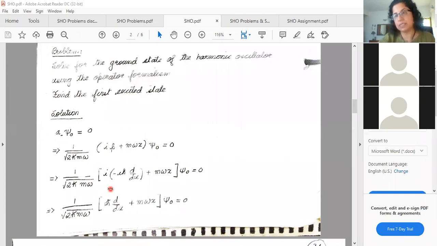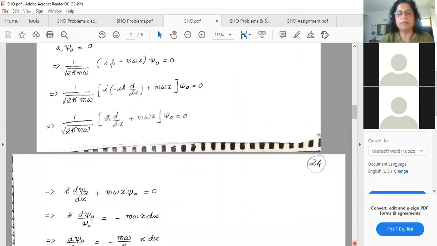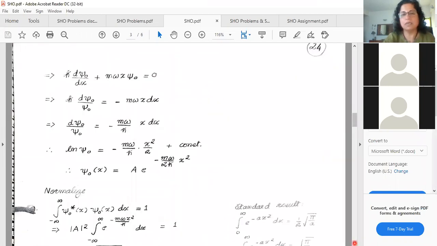Your variable, of course, is x, and you have to solve for this psi 0. So you will get essentially this constant 1 upon root of 2 h cross m omega. And then you have over here this i, and this minus i, of course, just gives you a plus 1. So you have h cross d by dx plus m omega x acting on psi 0 gives you a 0. So you can just go ahead. This is a very, very simple differential equation, something that even SB ma'am can solve, and you end up with this as your solution.